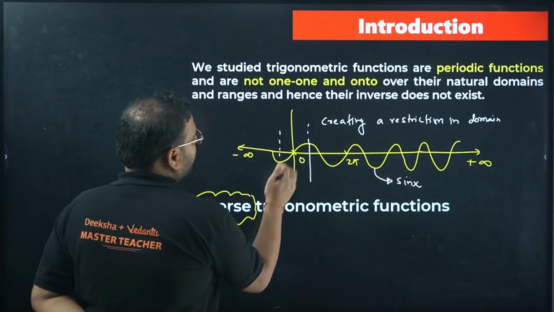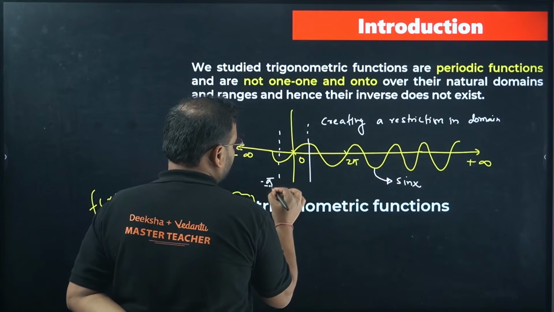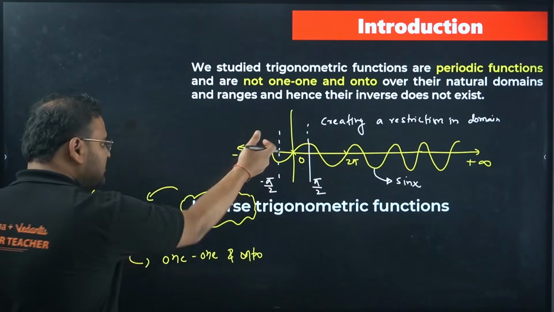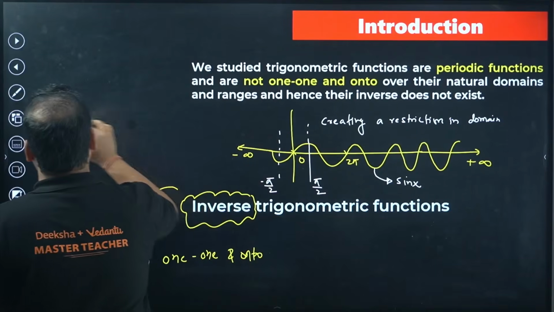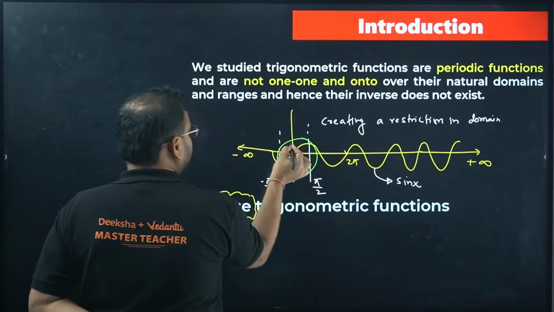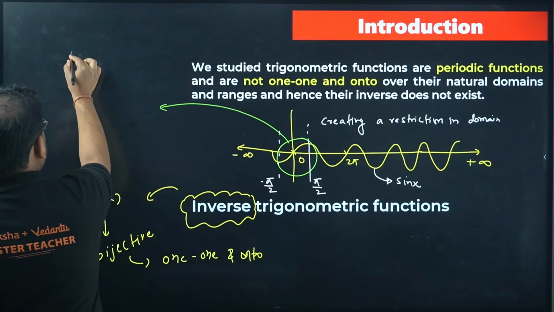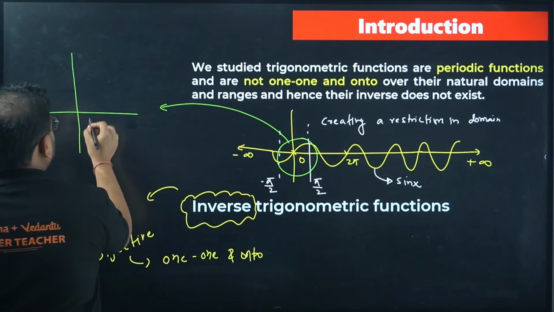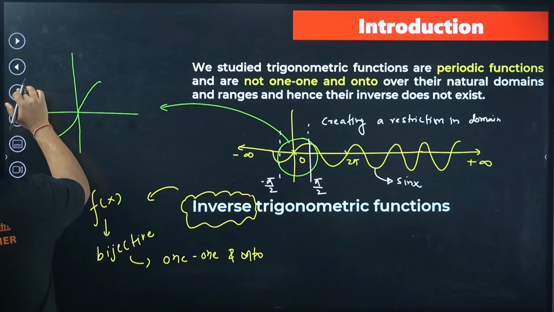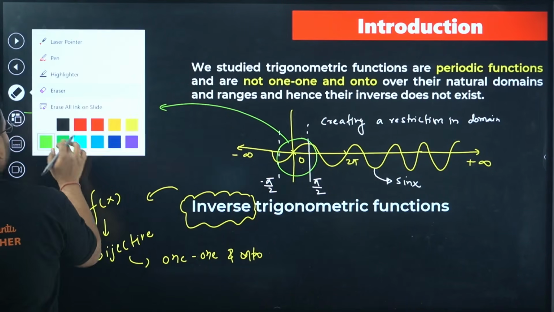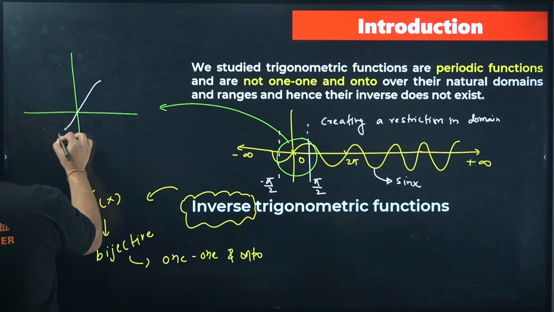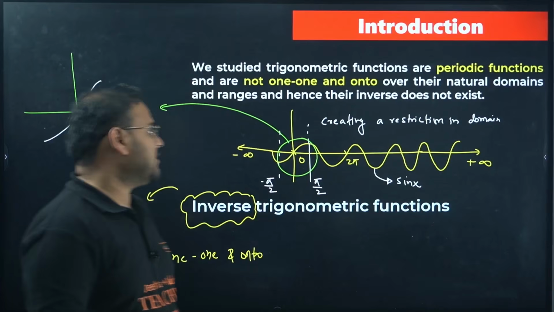Can you see the restriction right now? This point is minus pi by 2 and this is pi by 2. Let's draw this restriction once again. Basically, zoom this part in. Check here, the graph now changes to this. Okay, I can do better. One second, guys. This is very important. This is the graph now.